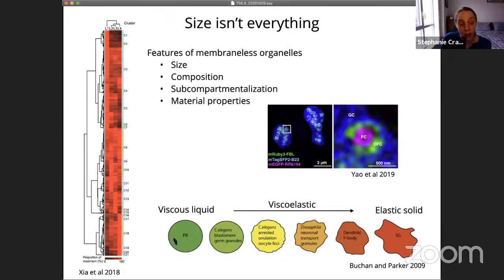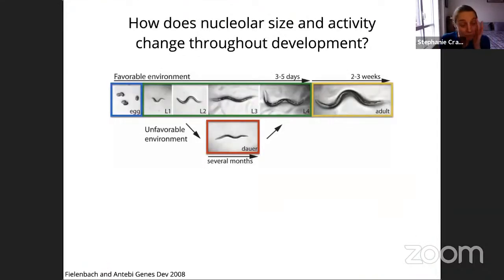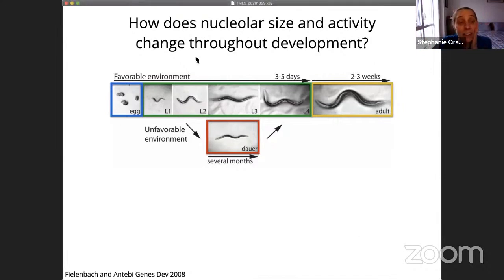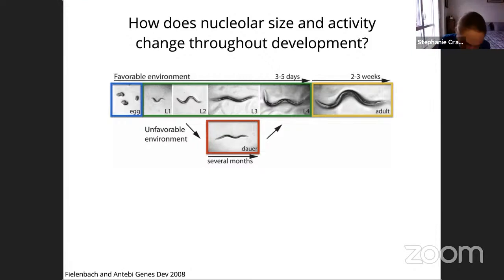And so I've shown you very liquid-like spherical things that are highly dynamic, but as the worms age and or undergo stress, the nucleolus becomes less spherical, more amorphous, and less dynamic. And so that could also affect function. And so my sort of future direction in my lab is trying to understand how nucleolar size and its activity change throughout development, and then how those are related. And so we're using the worm because it has multiple different sort of stages of size and growth control.